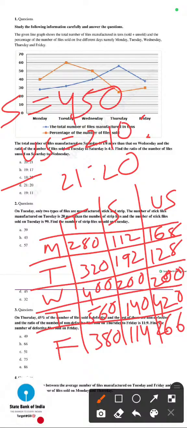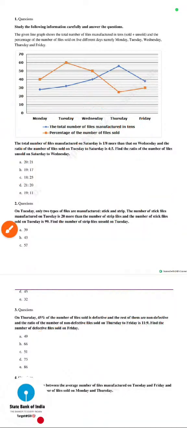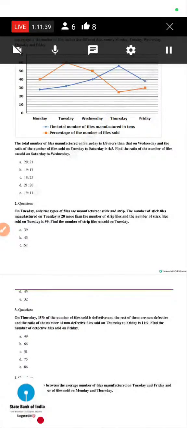Please note the table. Let's see the second one. First, please note the table. I think you have noted the table. Let's go with the second question.